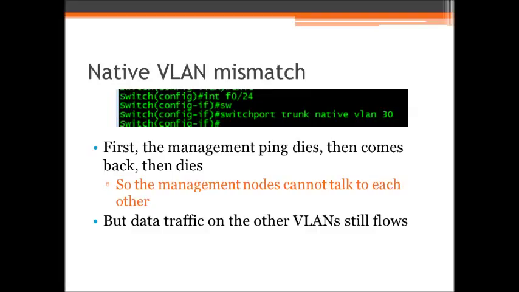So here's the command I issued. It's a very straightforward thing, although we don't do it very often. A lot of times everybody defaults to VLAN 1. So I changed the native VLAN, or the untagged VLAN, on one of the switches to VLAN 30.